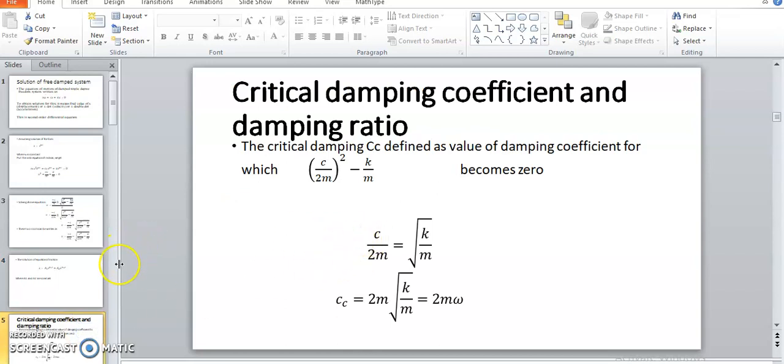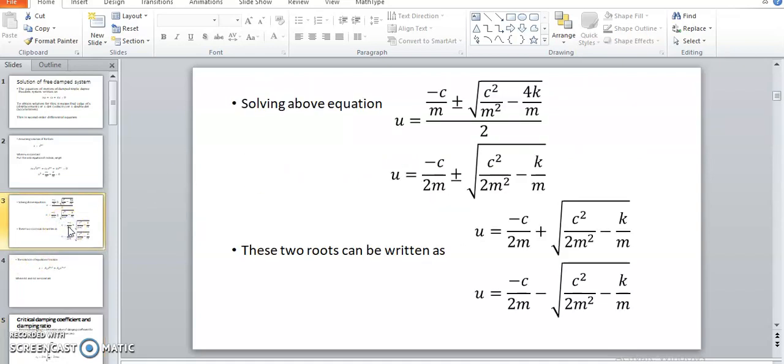Now, we will discuss four cases afterwards, but here one more case is considered. If you look at the roots of this particular equation, u1 and u2, they are differentiated only by this plus and minus term. Here this root has a plus sign, and here this root has a minus sign.